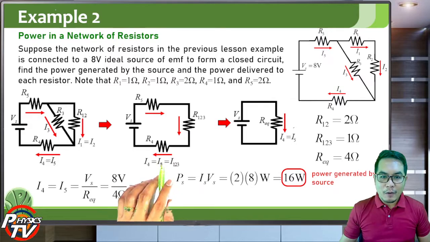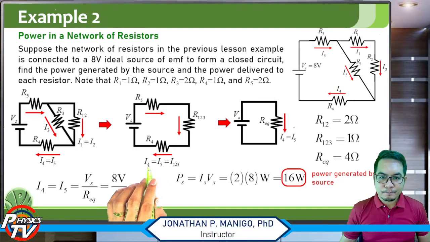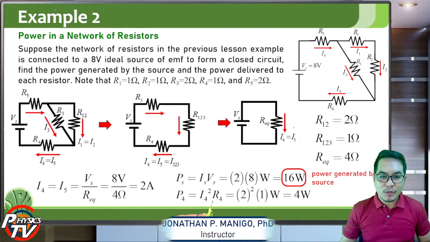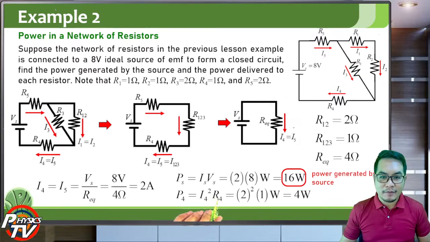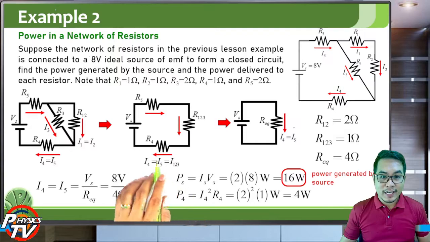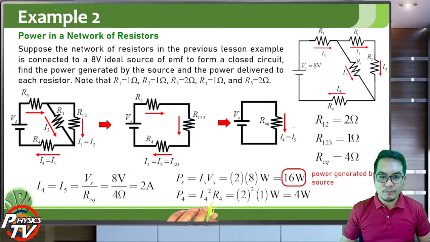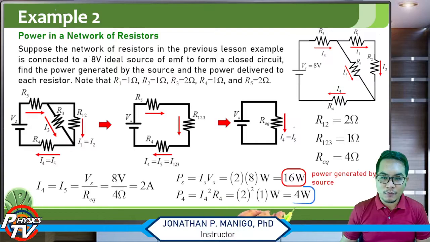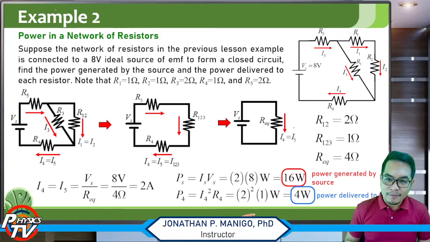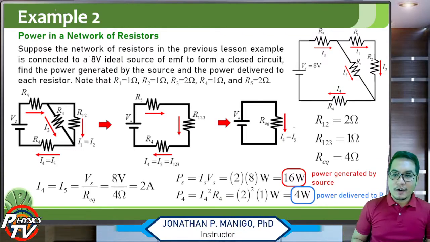Now, for the power delivered to R4, it's just I4 squared times R4. I4 is the current through R4, which is just 2 amperes. So 2 amperes squared times R4, the resistance of R4 is 1 ohm. So you have 4 watts. So 4 watts of power is delivered to R4.